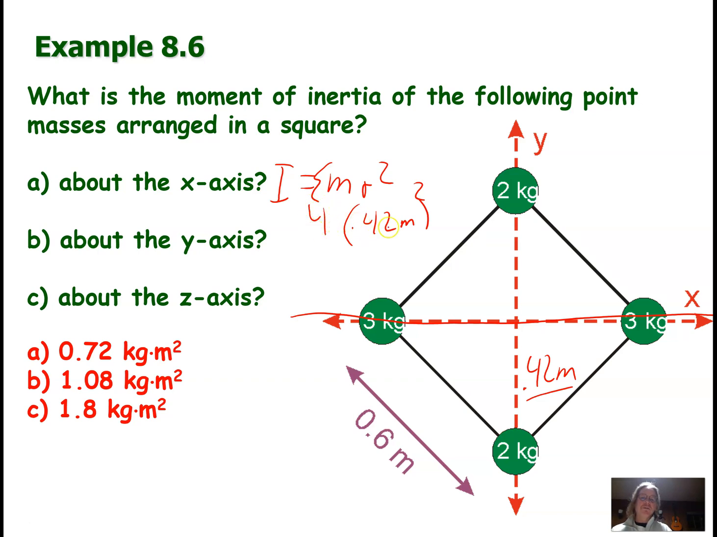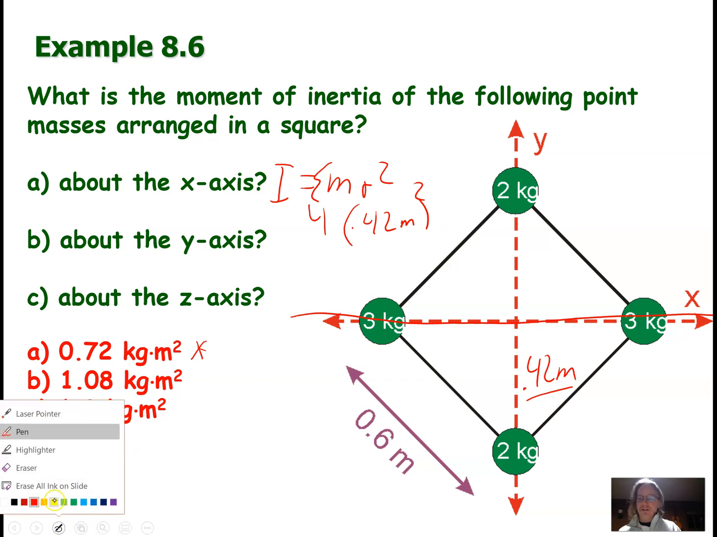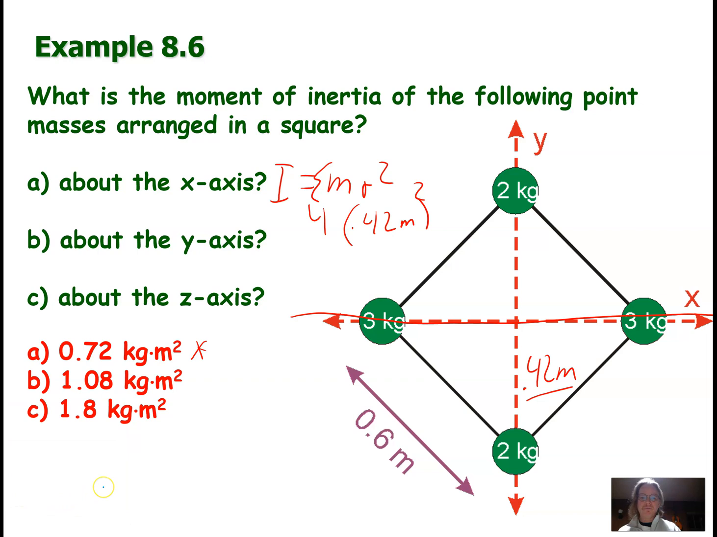So 4 times 0.42 squared is, boom, about 0.72. Now if we go around the y-axis over here, let me change up to a little blue. These things that are 2 kilograms essentially have almost no radius. There's a teeny bit, but not appreciable. So we're only worried about the 3s over here.